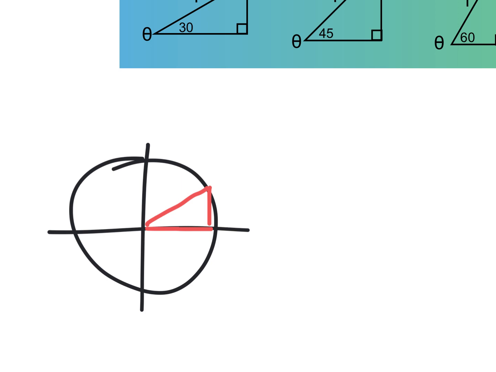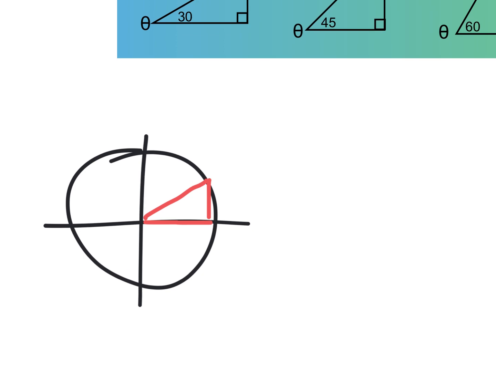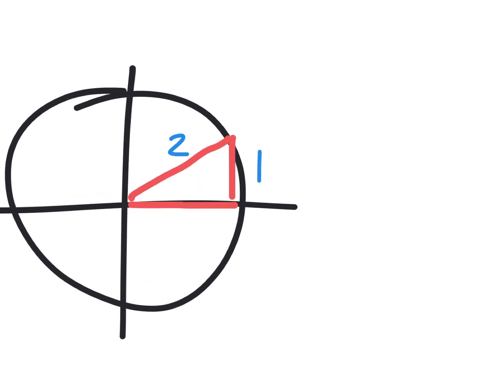Now if that's a 30, 60, 90 triangle, what's wrong with just saying that it's 1, 2, and the square root of 3? Nothing is wrong with that. Unless they tell you that the radius is 1. In which case, I'm going to do what to everything? Divide by what? 2.